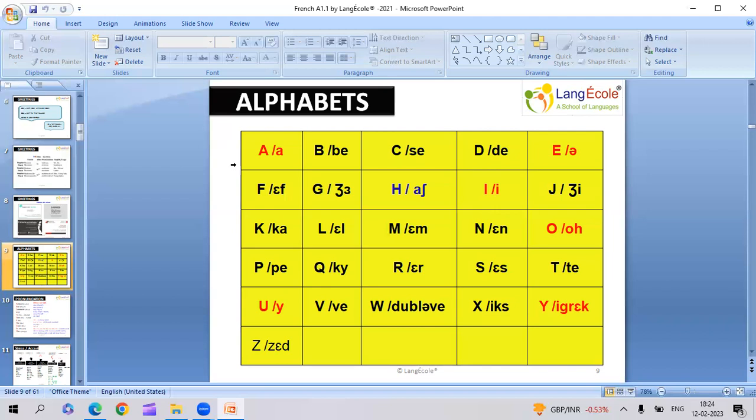So you are right, both of you. Sounds are soft in French. There is no hard sound. The other thing is that there are some alphabets which are pronounced similar to English also. But otherwise, most of them are a little different.